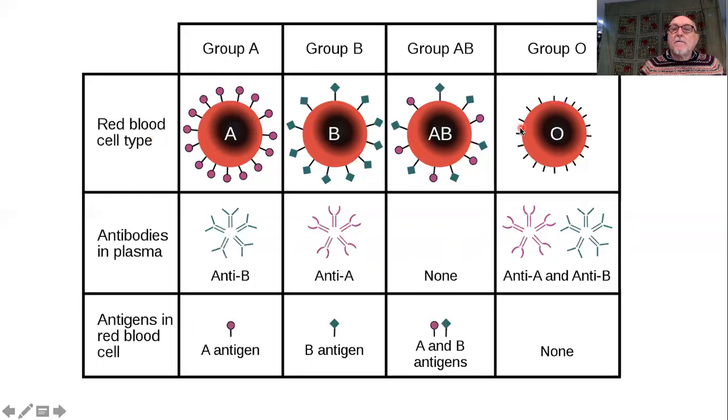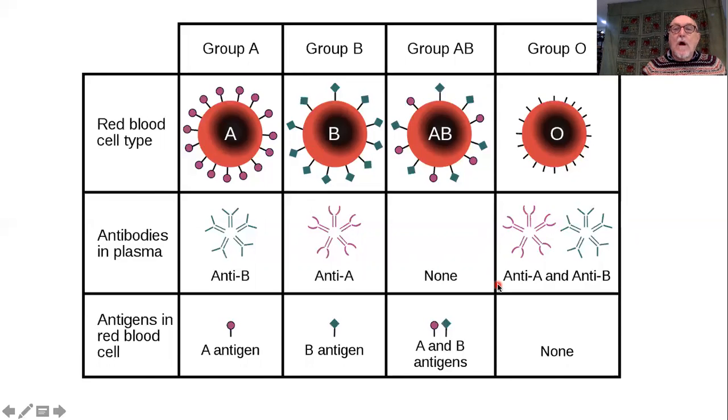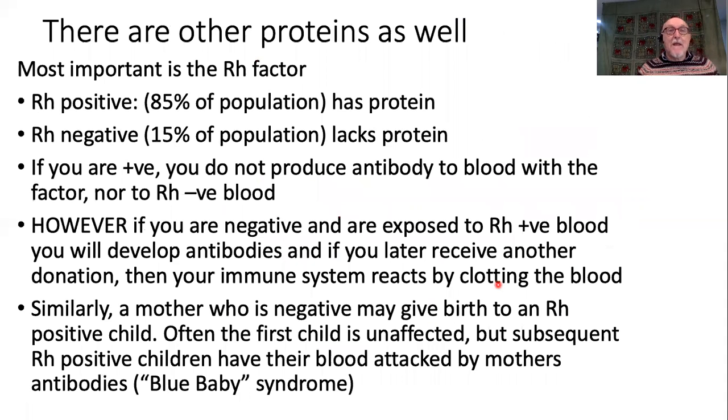Here's blood cells with their proteins. Group A has A protein on the outside. What antibody do they produce? They produce anti-B. So the antigen is A antigen. Group B, they produce anti-A antibodies. Group AB do not produce any antibodies at all. And group O produces antibodies against A and against B. It produces anti-A and anti-B. And that explains all of the reasons why people can donate in that fashion.